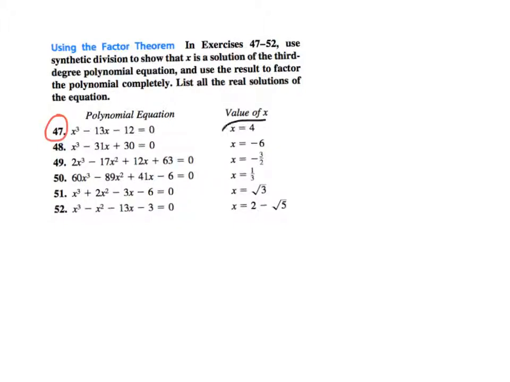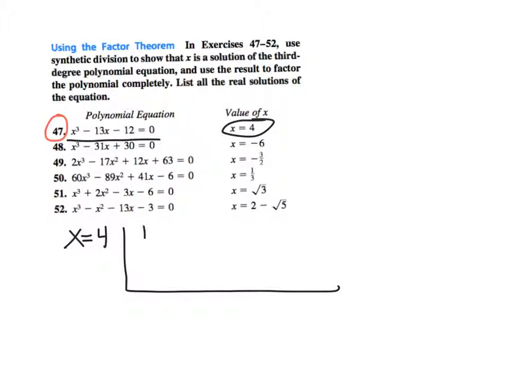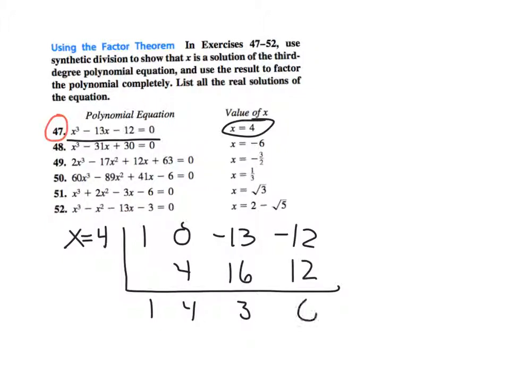So they're telling me x equals 4 is a solution to this. To verify that, I'm going to use synthetic division. I'm going to put x equals 4 outside. I'm going to have 1 x cubed, 0 x squared, minus 13x, minus 12. I'm going to drop that down, multiply, add, multiply, add, multiply, and add, and I get 0. The remainder theorem, like our last problem, tells me the y value is 0 when x is 4.